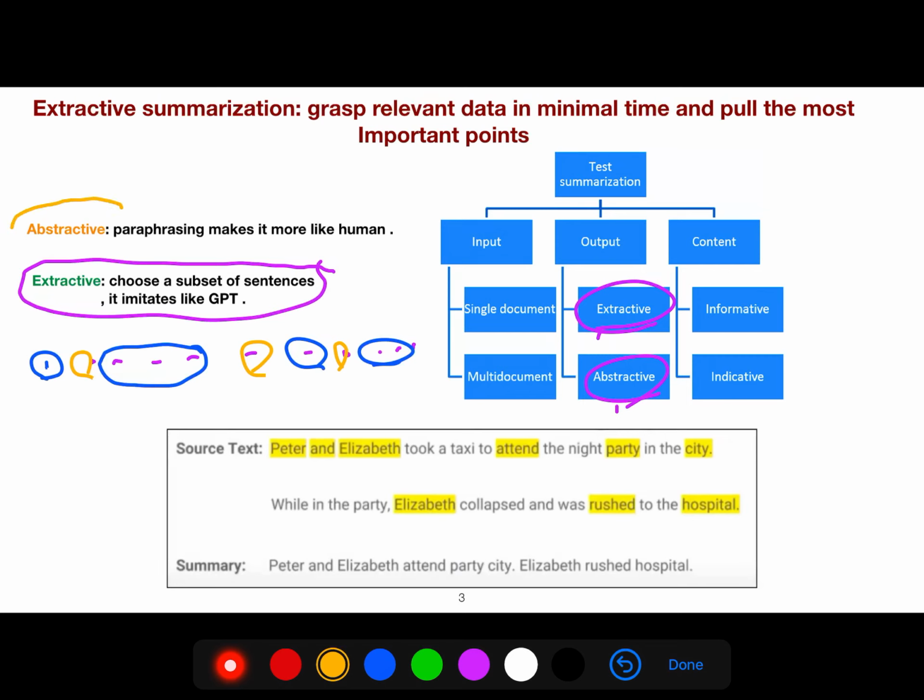But abstractive is a little more challenging, because not only do we do that, we are also paraphrasing, which makes it more like a human. For example, here, Peter and Elizabeth attended, and then they rushed to the hospital. This is a summary. Also, the content could be informative or indicative. Also, your input could be a single document or multiple PDFs, for example multiple articles. You should summarize what the machine learning author wants to talk about, and the machines understand that.